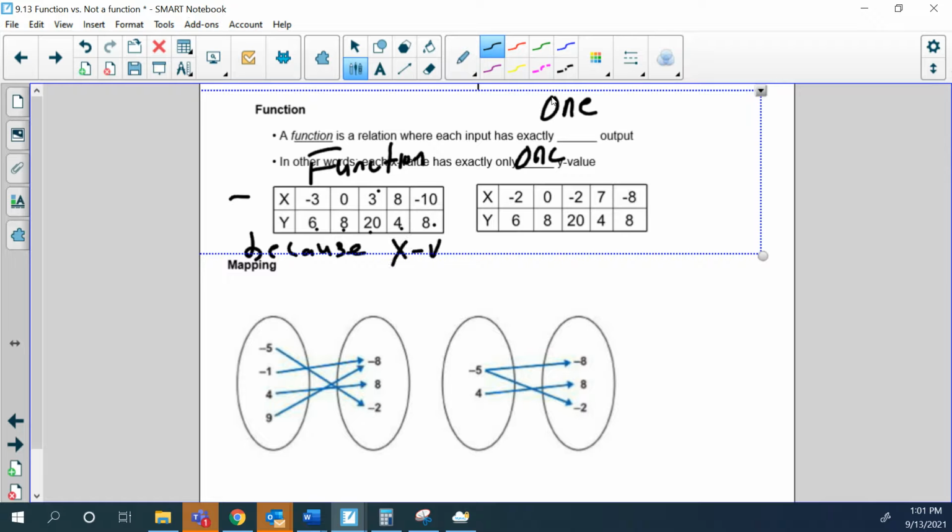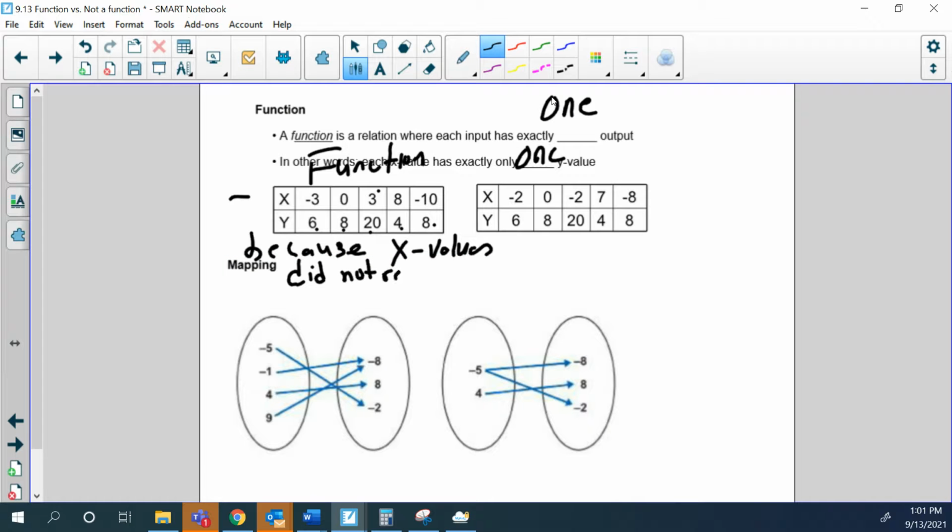The x values did not repeat. Okay, so that's one way of looking at it.